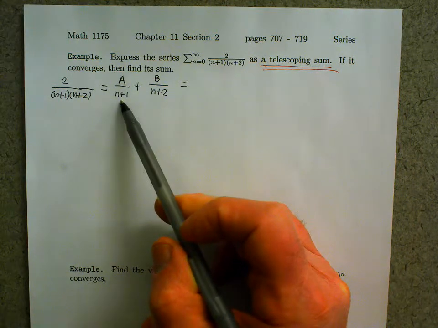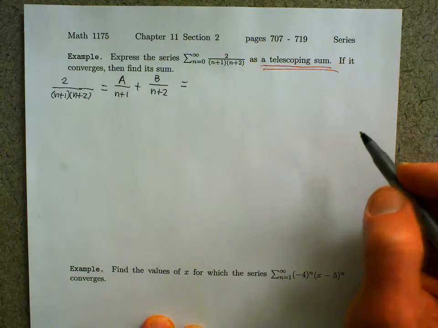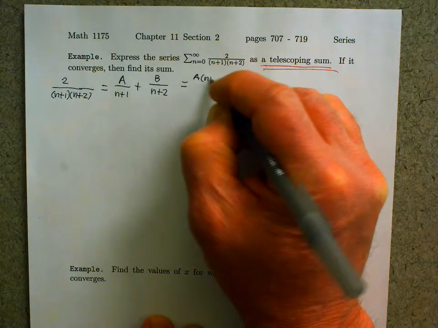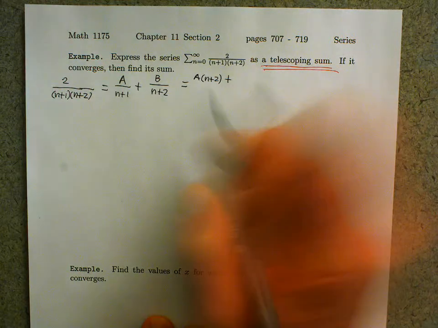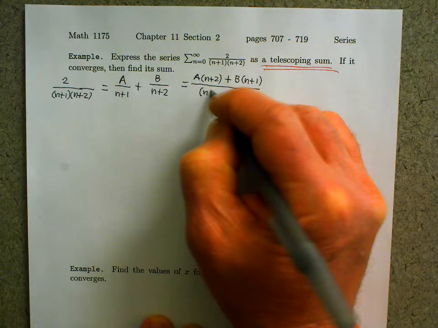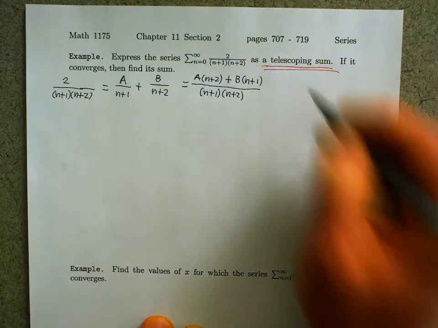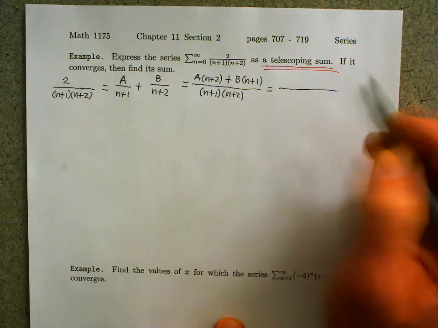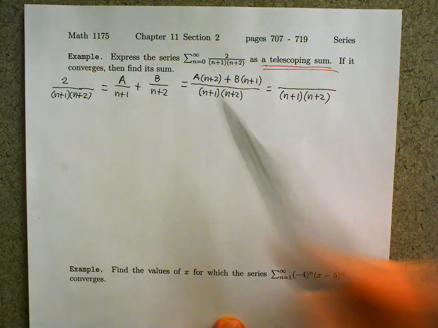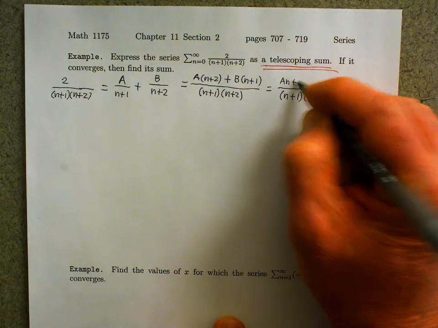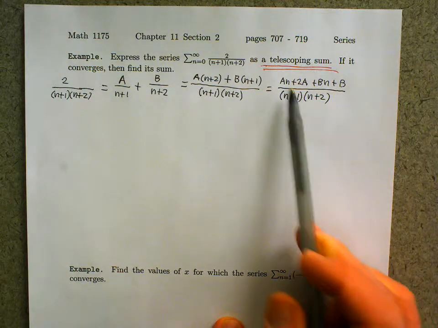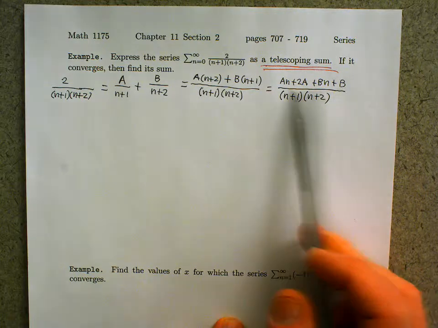Okay, so if we add these two terms with different denominators, the common denominator is n plus 1 times n plus 2. So this numerator becomes a times n plus 2. We add that to b times n plus 1. And this is all divided by the common denominator n plus 1 times n plus 2. And then we determine the values of a and b. So in the numerator, we have an plus 2a plus bn plus b. This numerator, a times n plus 2a plus b times n plus b, has to equal 2.